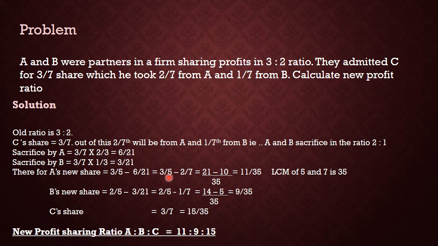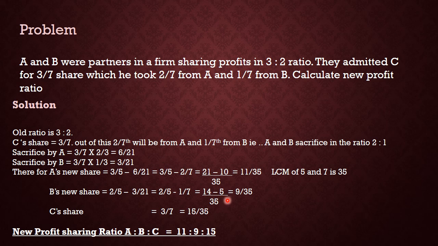3 by 5 minus 2 by 7. We have made it to 2 by 7, that is equal to 21 minus 10 by 35. 35 is the LCM, so you'll get 11 by 35. B's new share is 2 by 5 minus 3 by 21, that is equal to 2 by 5 minus 1 by 7, that is equal to 14 minus 5 by 35, which is equal to 9 by 35.